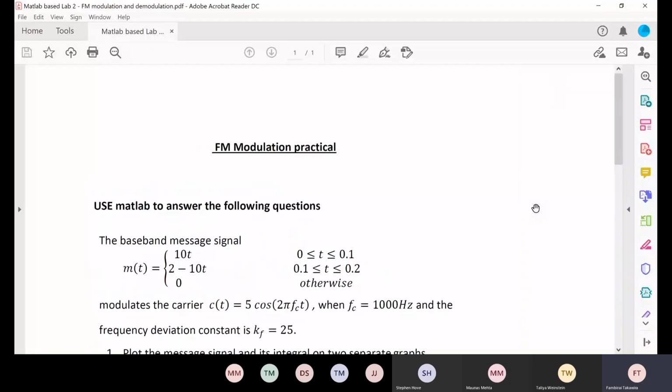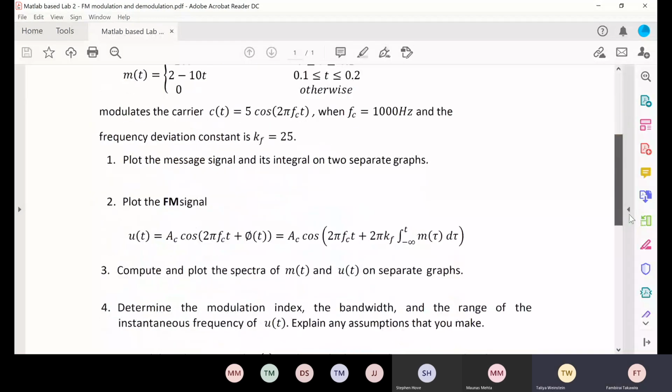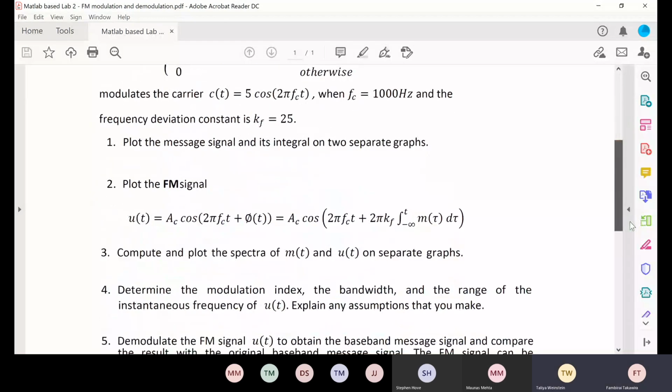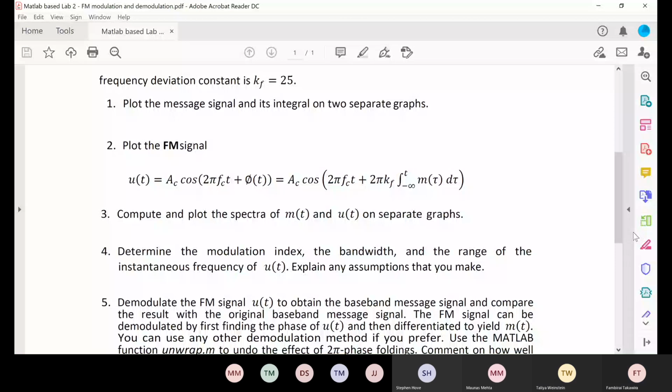Okay, right. Can you see my screen? Yes. Okay, so which part are you referring to? Question 3 for the plotting of the spectra. Okay, I didn't notice that. You can actually do just the amplitude spectra, that's fine.